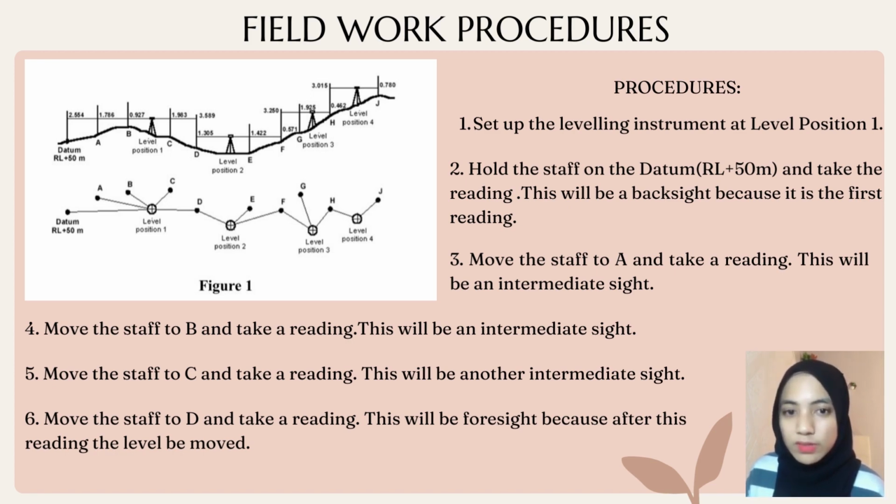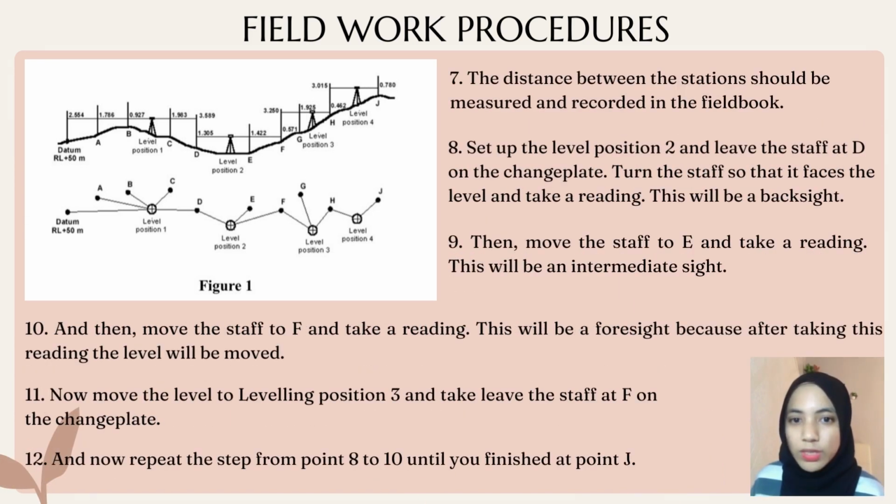Number 4, move the staff to B and take a reading. This will be an intermediate sight. Number 5, move the staff to C and take a reading. This will be another intermediate sight. And number 6, move the staff to D and take a reading. This will be a foresight because after this reading, the level will be moved. The distance between the stations should be measured and recorded in the field book.